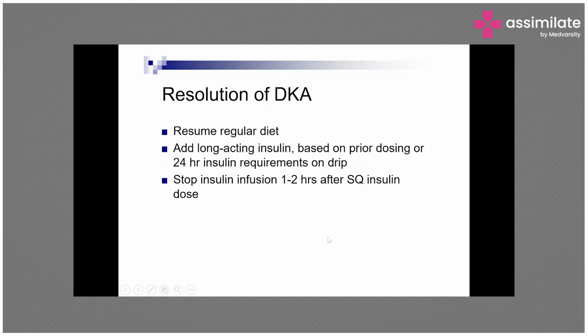And how will you assess the resolution of DKA? Once the DKA is getting normalized, or the sugars are in their normal range of 150 to 200, you can start a regular diet for the patient and switch over from IV insulin to subcutaneous insulin.